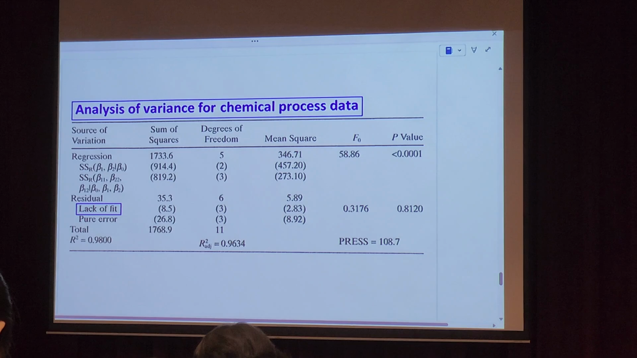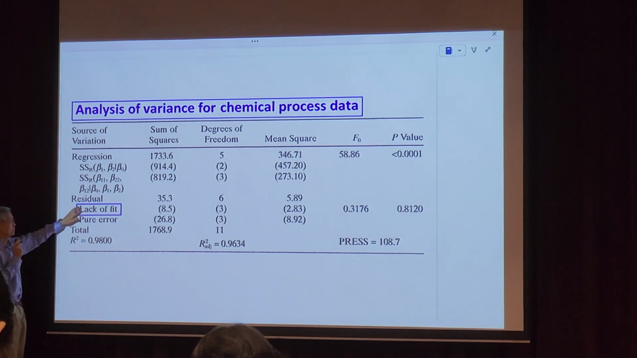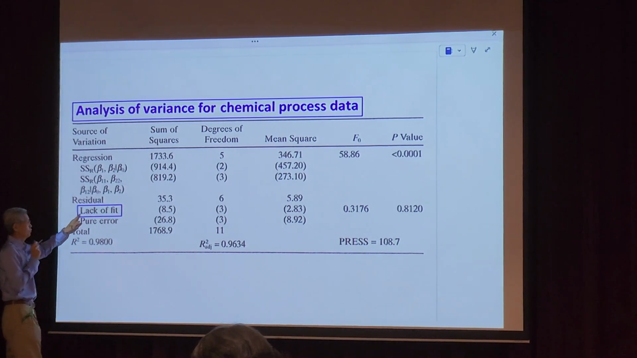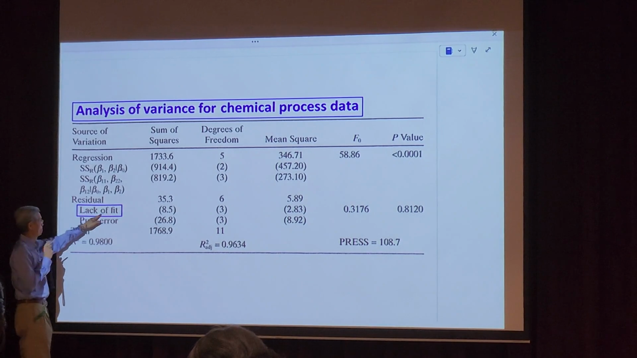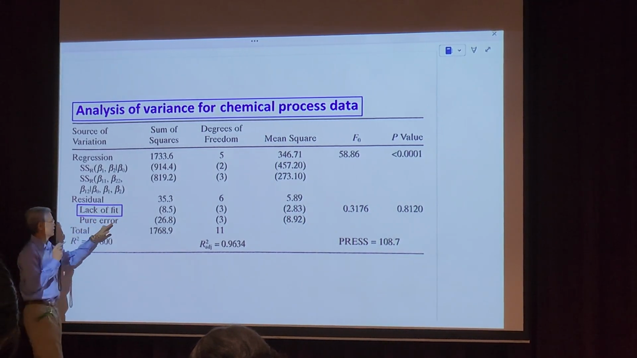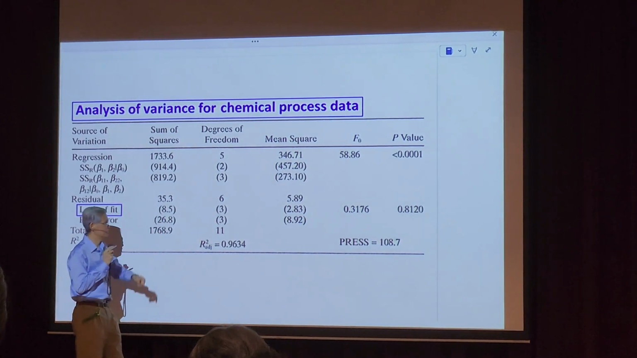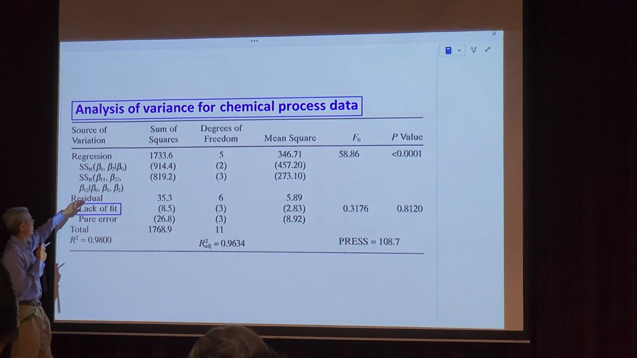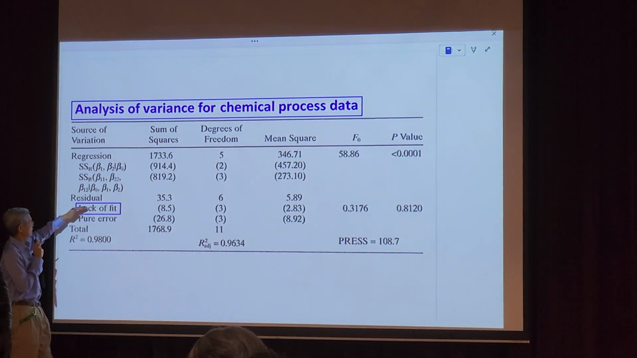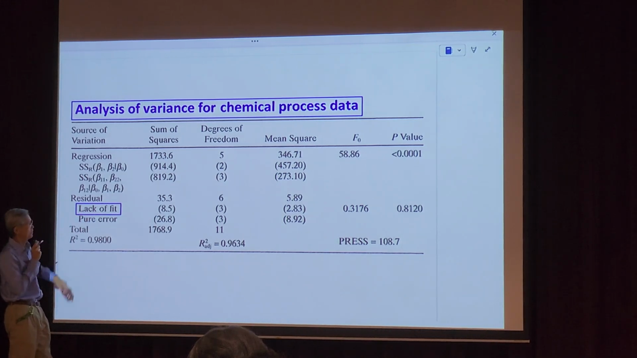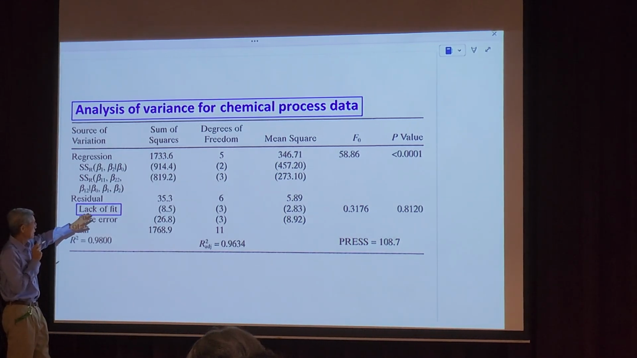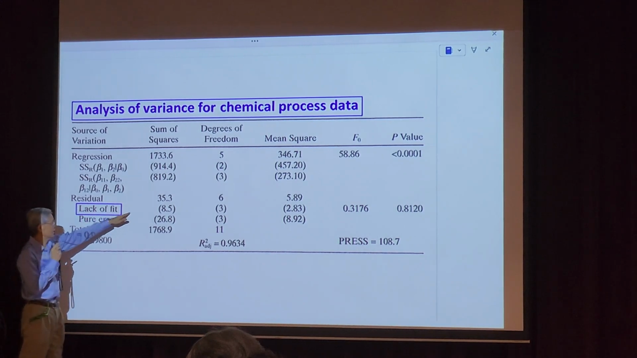And for this chemical process, because we intentionally have 4 points at the center, we can test whether this model is good or not. This is a lack of fit of the proposed model here. Pure error is calculated based on the 4 points. So the degree of freedom is 3. So the residual comprises the lack of fit and the pure error combined together. And you can use this pure error to test for lack of fit.